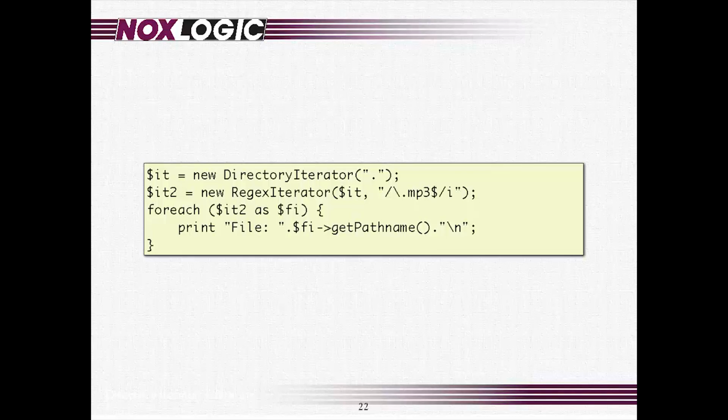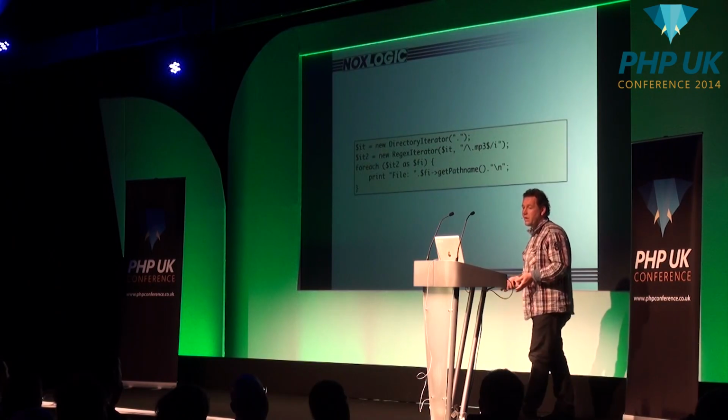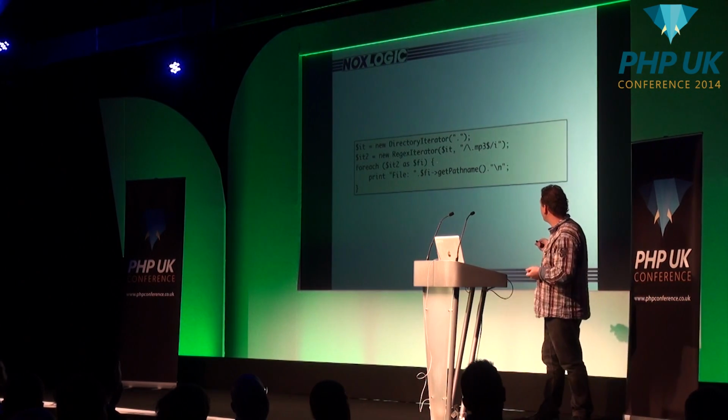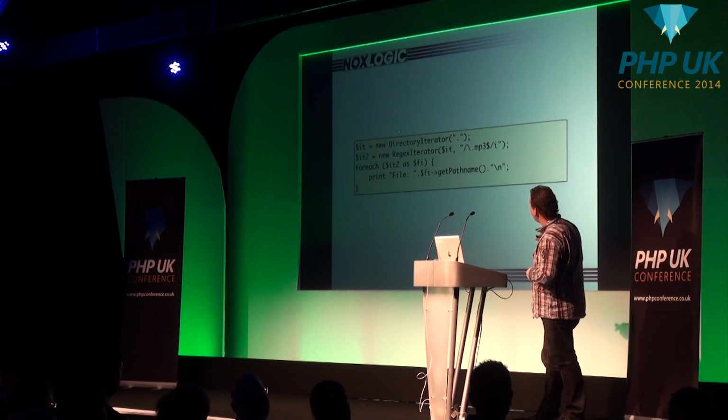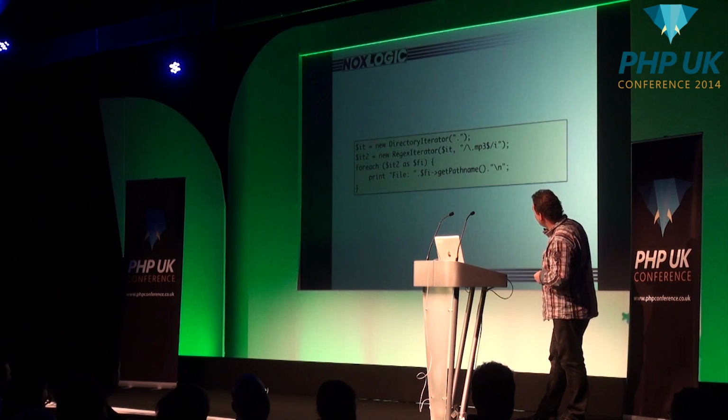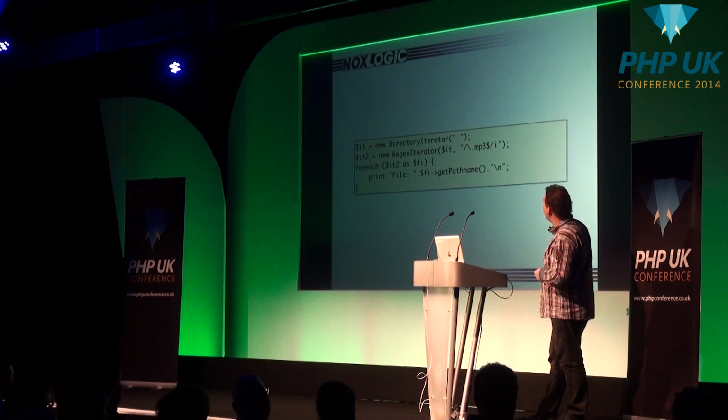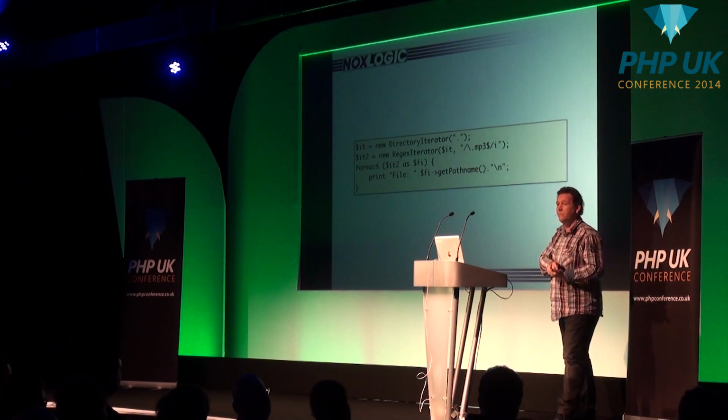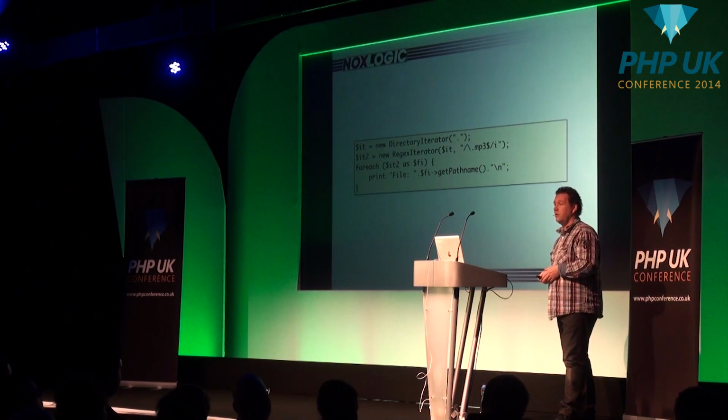Now, again, the same question. I want to filter everything that's an MP3 file. So I do something like this. I have the directory iterator, and I change that to a regex iterator. Now, again, if you have no idea what a regex iterator is, you still understand what this is doing. You get the directory iterator, you put that inside the regex iterator, and then I'm going to use that. So it filters out data. So you can chain those iterators together.